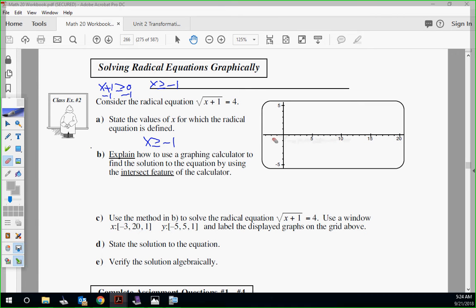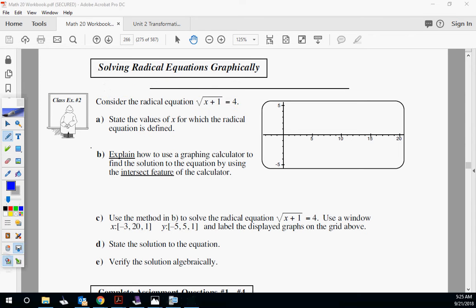Then it says, explain how to use a graphing calculator to find the solution of the equation by using the intersect feature on your calculator. If you haven't used this feature before, we are going to treat these as two lines. We're going to treat this as our y1 and this as our y2, and then we're going to figure out where they cross.